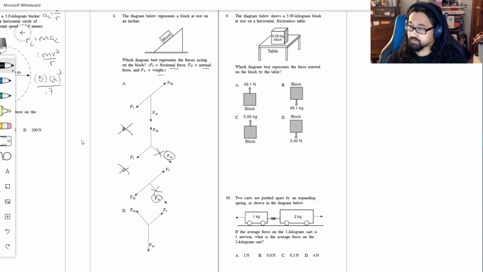The other thing is that the normal force should be perpendicular to the surface, which means that it should point out like this. So here, this is wrong. So that's out of the question. It has to be choice D. I have the normal force pointing out of the surface, I have gravity pointing straight down, and I have friction pointing up the hill, because we're on Earth. Things want to slide down the hill.